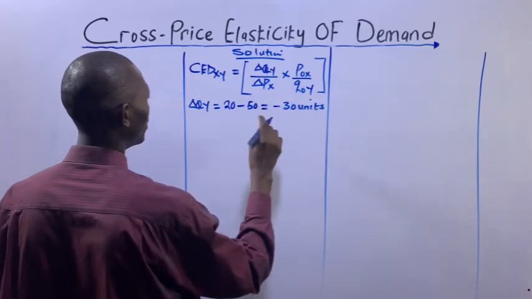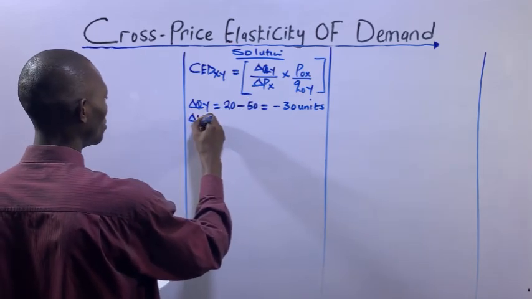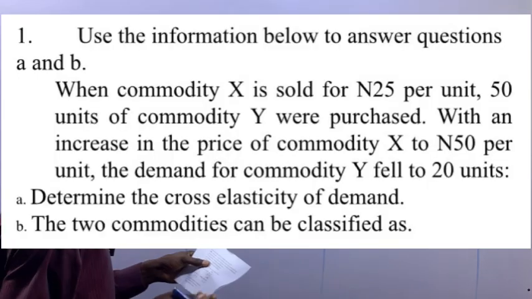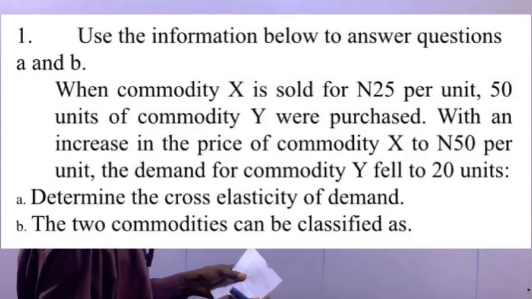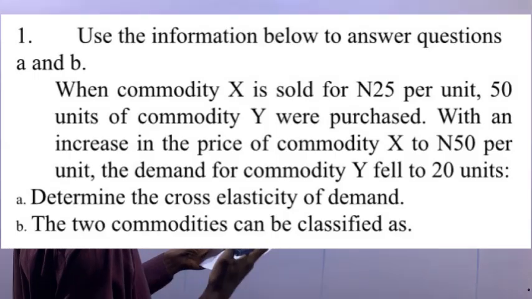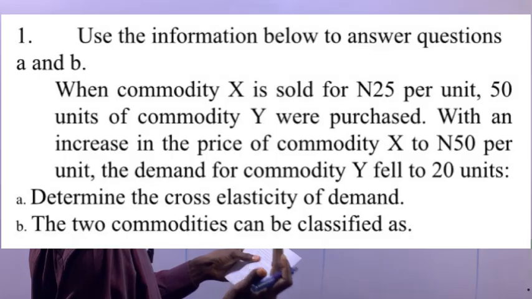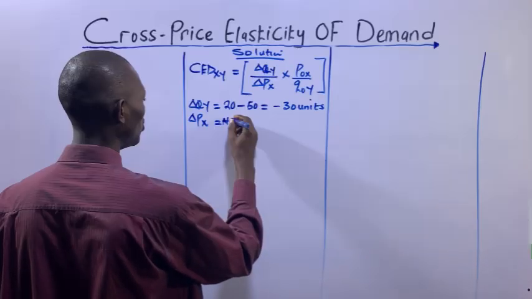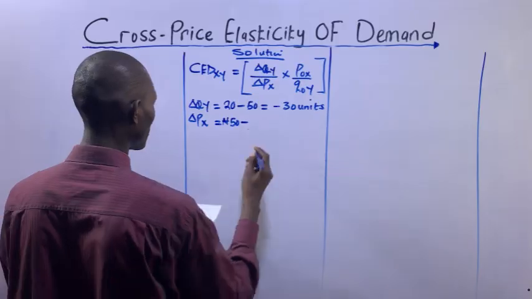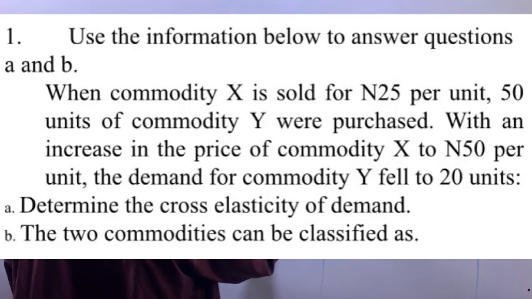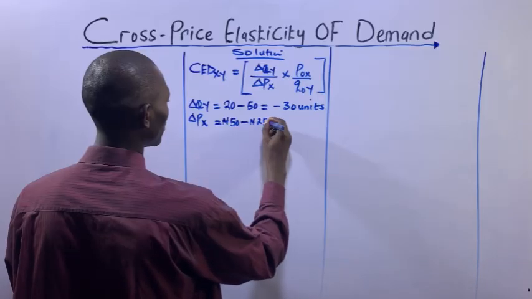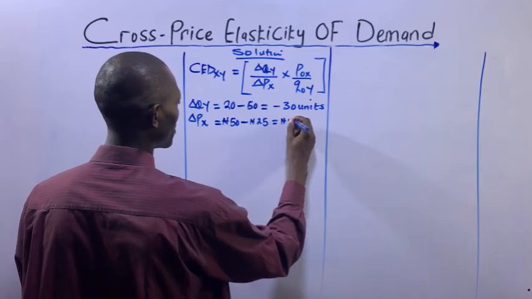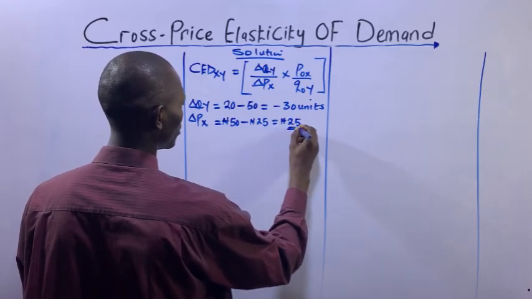Then let's get the change in the price of X. The new price of X is 50 naira, because we were told that with an increase in the price of commodity X to 50 naira, that is the new price. Then minus the old price of X, which is 25 naira. So 50 minus 25 gives us 25 naira. So this is what we have.